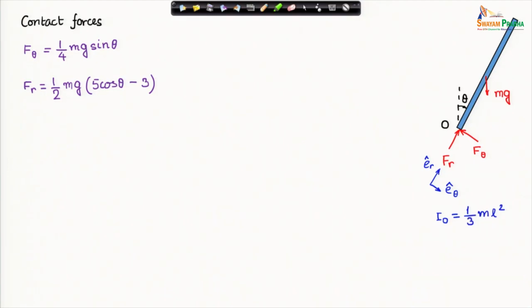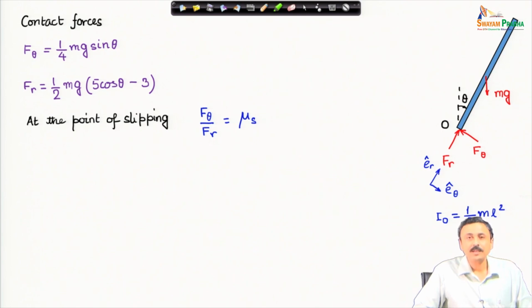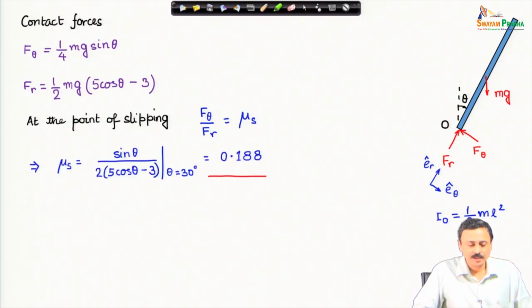It is mentioned that this bar slips when theta is 30 degree. At the point of slipping, the tangential force at the contact divided by the normal force at the contact is equal to, so impending slippage is equal to the coefficient of static friction. If I substitute the expressions of F_theta, F_r and use theta equal to 30 degree, I solve for mu_s. Mu_s is 0.188.